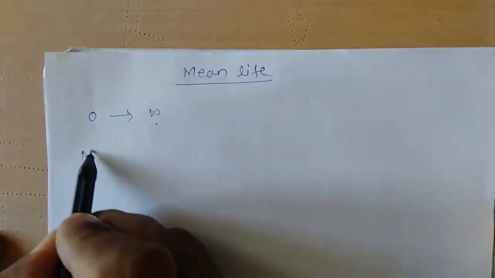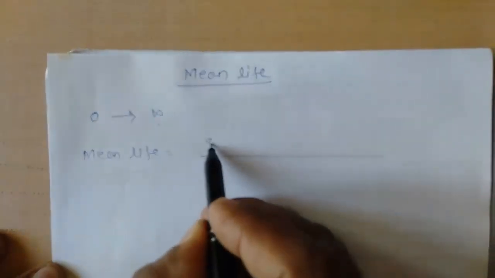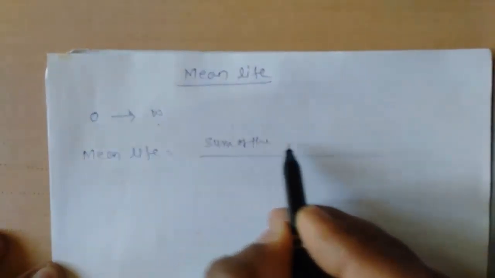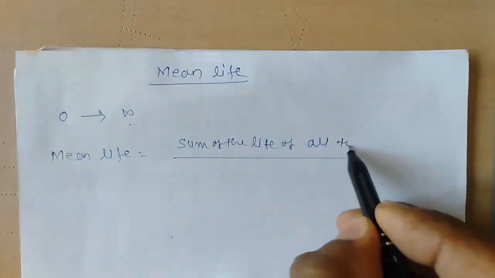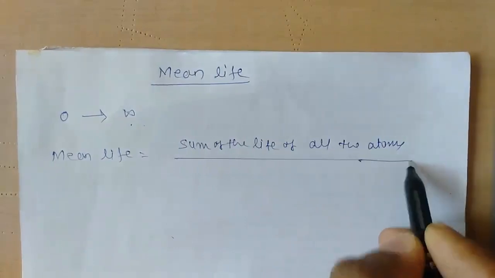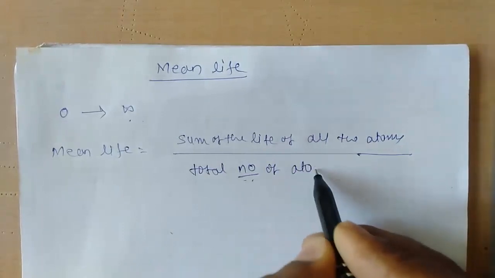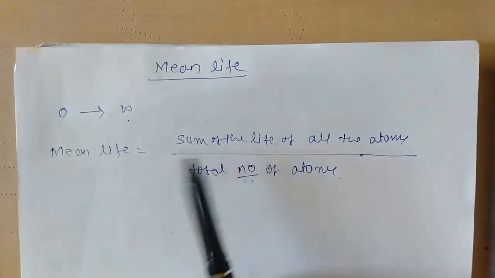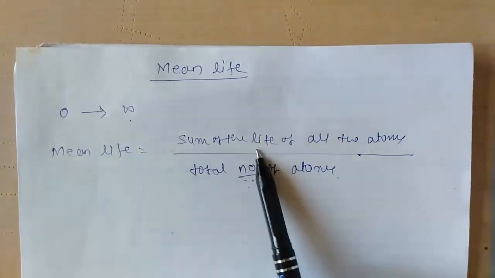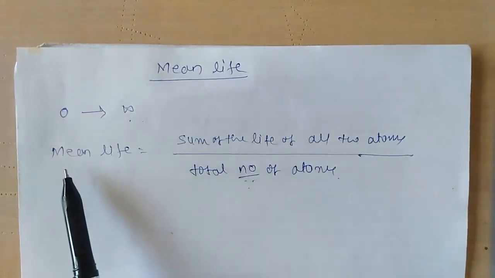Mean life is defined as the ratio of the sum of the life of all the atoms to the total number of atoms. This is the definition, or the mathematical expression, for the mean life. So mean life is the ratio of the sum of the life of all the atoms to the total number of atoms.